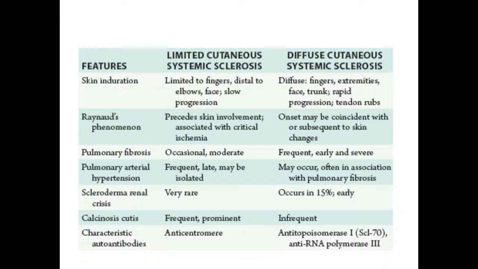So pulmonary fibrosis tends to be frequent and early in diffuse cutaneous, while it is occasional or late in limited cutaneous. Similarly, pulmonary artery hypertension may occur in diffuse, but it is more commonly because of lung involvement, while pulmonary hypertension can be frequent and late, and may be isolated without any interstitial lung disease in limited cutaneous. Scleroderma renal crisis is very rare in limited cutaneous, but it may occur in about 10 to 15% of patients in the diffuse cutaneous variety. Similarly, calcinosis cutis is frequent in limited cutaneous, while it is infrequent in diffuse cutaneous. The characteristic autoantibodies are anti-centromeric in limited cutaneous, while topoisomerase 1 or anti-Scl-70 or anti-RNA polymerase 3 are more characteristic of or specific for diffuse cutaneous systemic sclerosis.